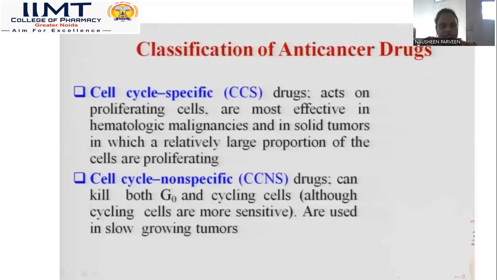Next is the classification of anti-cancer drugs. First is cell cycle specific and second is cell cycle non-specific. Cell cycle specific drugs act on proliferating cells and are most effective in hematological malignancy and in solid tumors in which a relatively large proportion of the cells are proliferating. Cell cycle non-specific drugs can kill both G0 and cycling cells, although cycling cells are more sensitive, and are used in slow growing tumors.